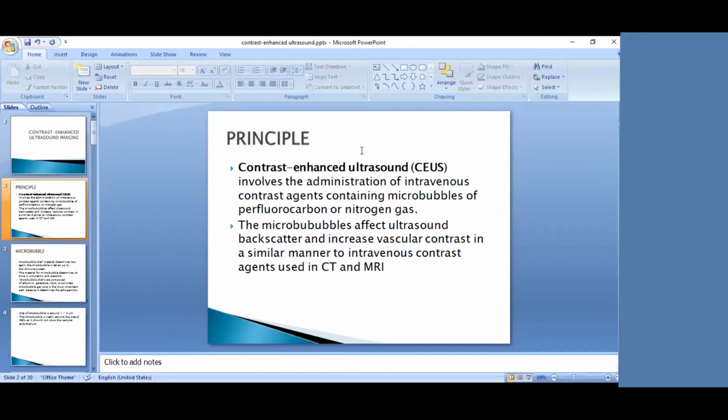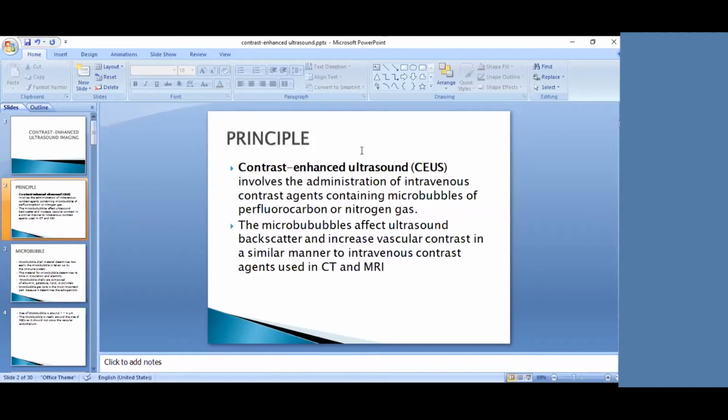Now we will talk later on about the microbubble. What is it? A microbubble is a small structure that consists of a shell material and a core. Okay, the core is formed by a gas, and the shell material is different, could be lipid, polymer, galactose. This contrast agent, the microbubble, we will give intravenously, meaning by injection into the vein.